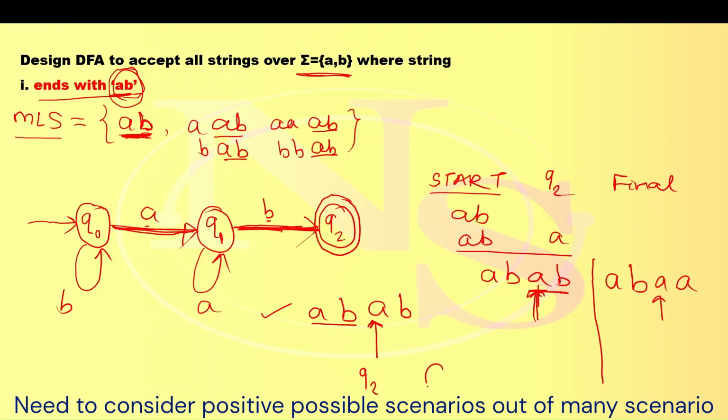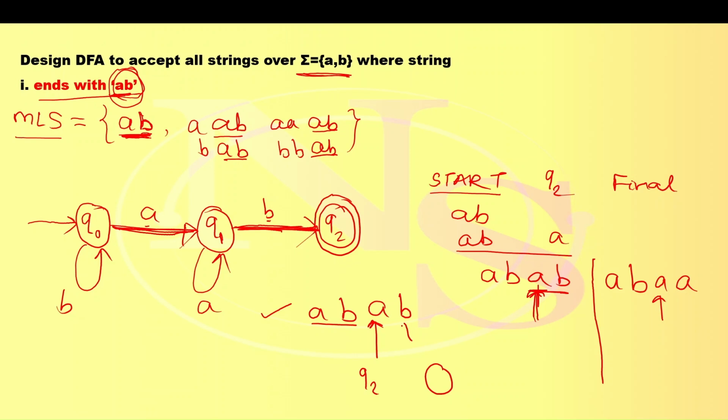Now find out some other state for this B, because we need to connect a transition from Q2 to this state. Once Q2 is reading this A, it's going to some other state. That other state will read this B and should go to final. Why? Because this is AB, ending with AB. This is a valid string. After reading this complete string, the automata should go to the final state.